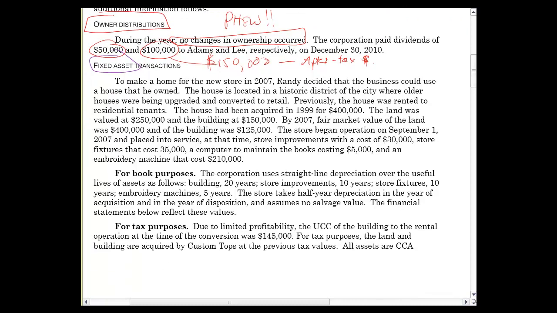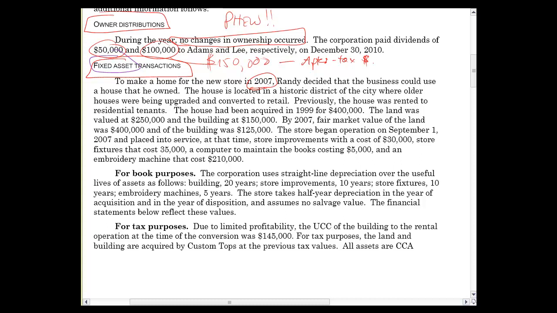Okay. So the next heading is fixed asset transactions. Remember, our quest right now is to come up with a list of assets. So we don't want to get bogged down in the details. We first just want a list of assets. So we read, to make a home for the new store in 2007, 3 years ago, Randy decided that the business could use a house that he owned.